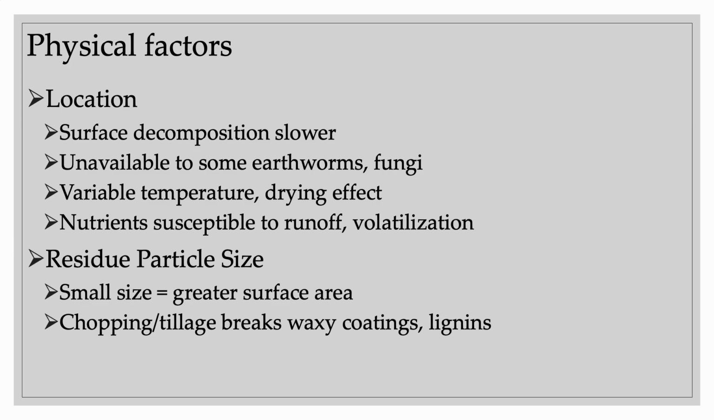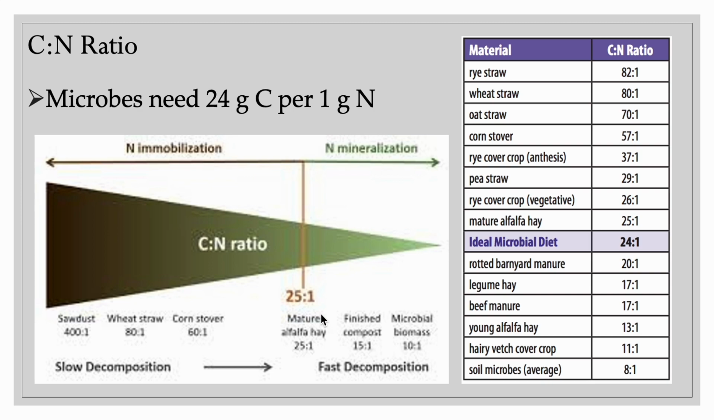Next, we have the particle size. If you have a whole leaf versus if you ran that leaf through a shredder, which one do you think would break down quicker? The whole leaf or the one that's been shredded? Well, the one that's been shredded, right? Because it has a smaller size, and the greater surface area means that more organisms can now begin breaking that down. Also, that's going to break up some of these lignins and waxy coatings, allowing those microorganisms to get into that leaf material and begin the decomposition process.